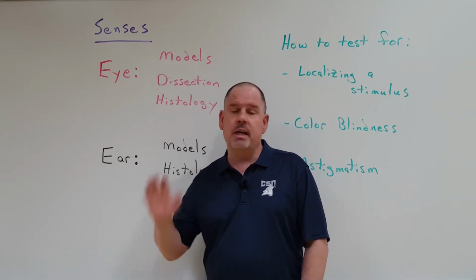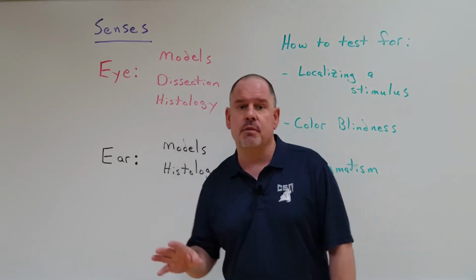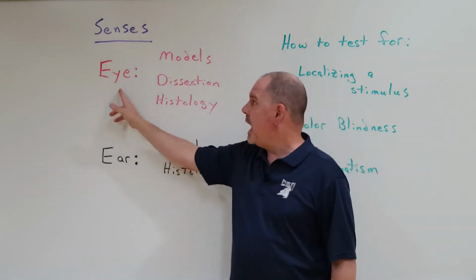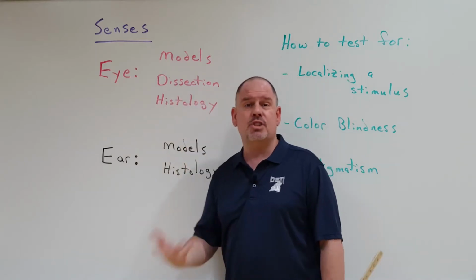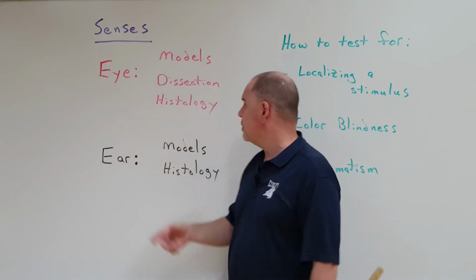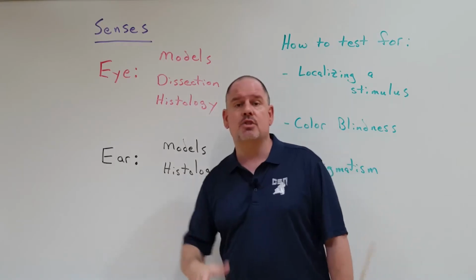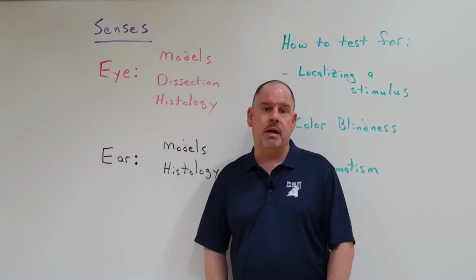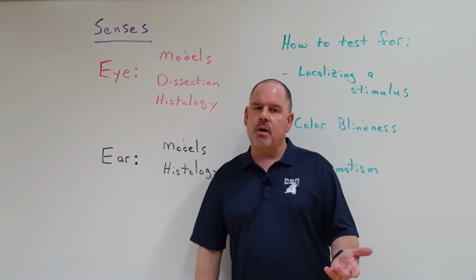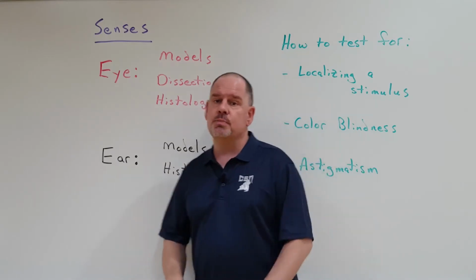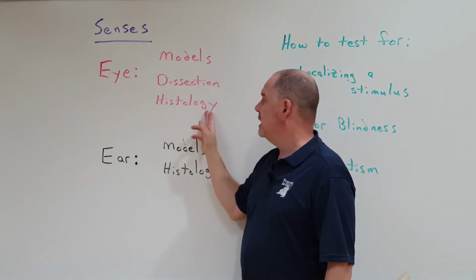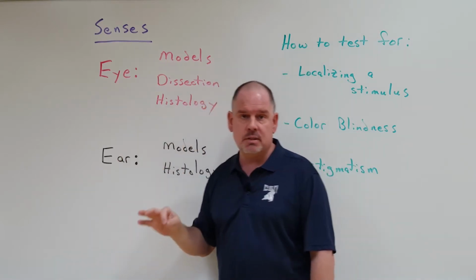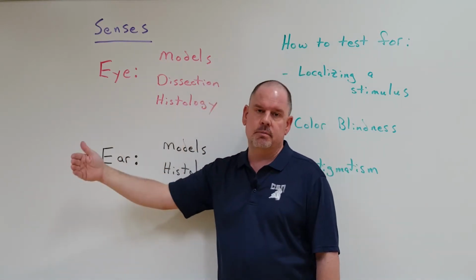So what we have today is pretty straightforward stuff. First, we have the eye anatomy from models, the dissection of a sheep eyeball that I will take you through, then histology, a microscope slide of an eye. As you probably are already aware, I always prefer to go models first, then the dissection, then the histology. Remember this for the future.